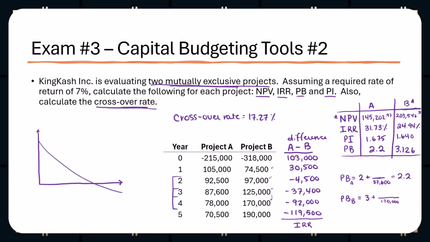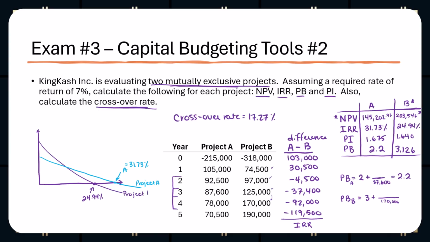Now, we know that the internal rate of return for A is significantly higher than that of B. Let me use a different color here on this graph. So let's say that this project is A. This is Project A. How do I know it's Project A? Because its internal rate of return is 31.73%. Now the other line here is Project B, and its internal rate of return was 24.94%.